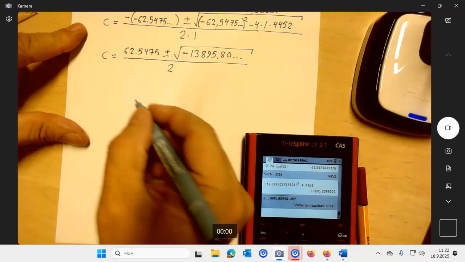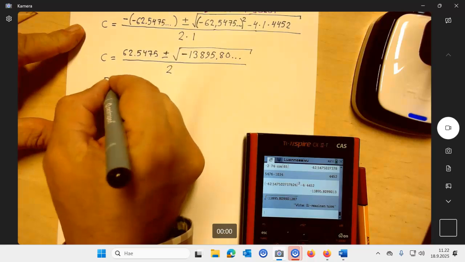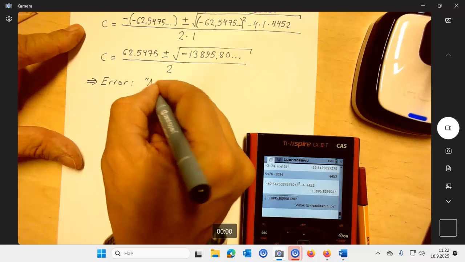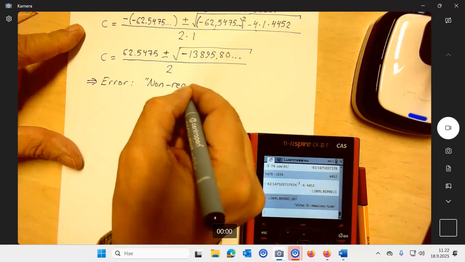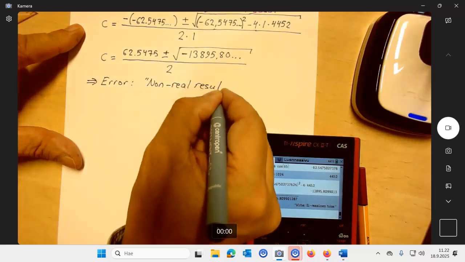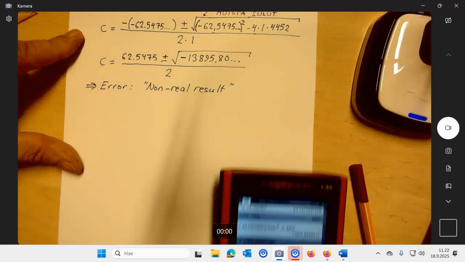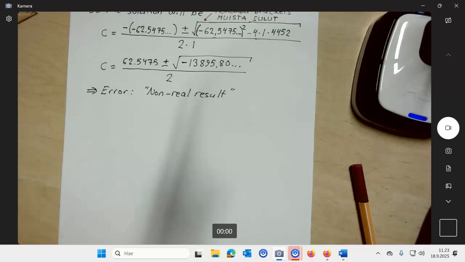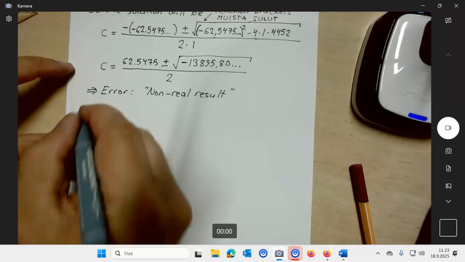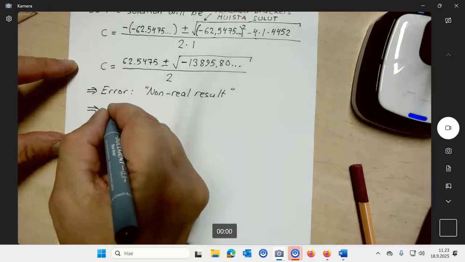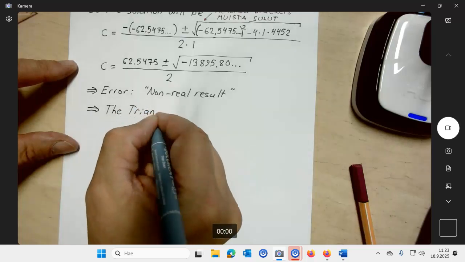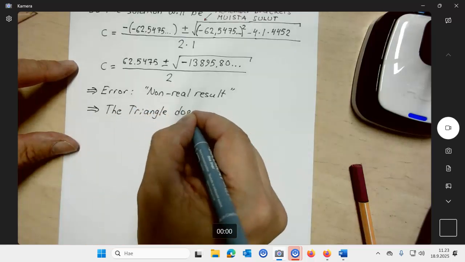So there comes an error, non-real result. That means that C gets no real value, so the same holds, that the triangle does not exist.